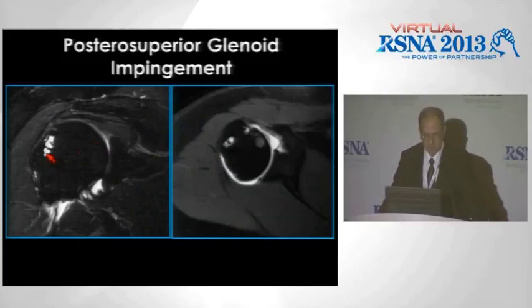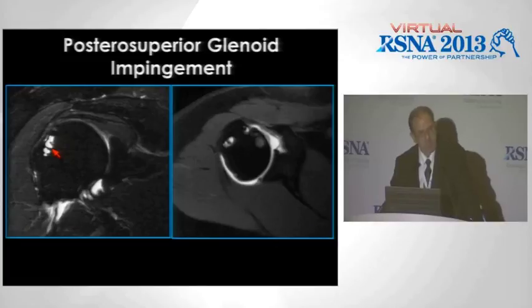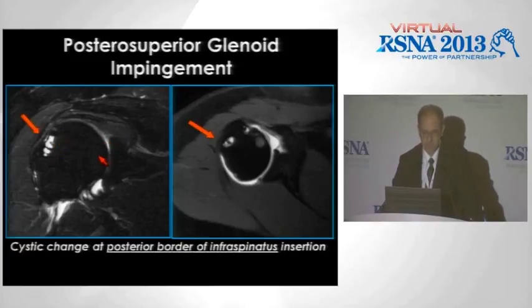You see a constellation of findings, including posterior superior labral tear, usually undersurface tearing of the infraspinatus, and often you'll see cystic change at the posterior aspect of the greater tuberosity. Now, I just warn you, though, that this cystic change can be a normal finding, so unless the patient's a throwing athlete or unless they have the other findings associated with internal impingement, I generally ignore those cysts.